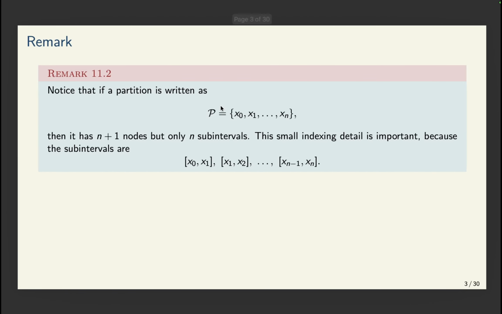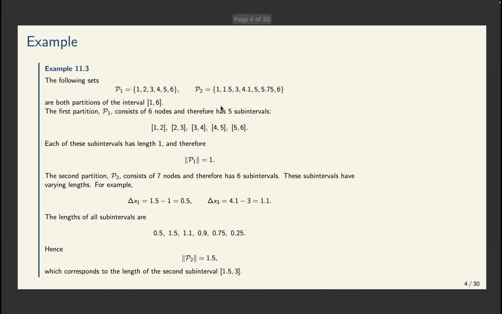Let us see what remarks we have. Okay, I think I talked about that remark, so let us not waste the time. This is also a very simple example. If you don't mind, let us just read it here. You see the following sets, one of them P sub 1, the other one P sub 2. The first one is 1, 2, 3, 4, 5, 6. The next one is 1, 1.5, 3, 4.1, 5, 5.75, and 6. Okay. Do you agree that both of them are partitions of the closed interval from 1 to 6?